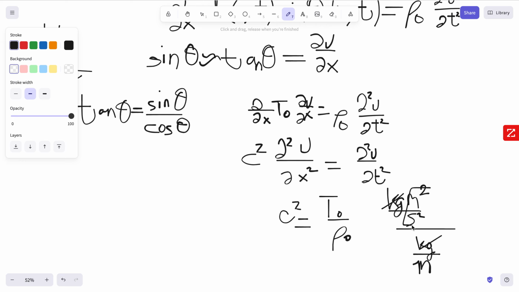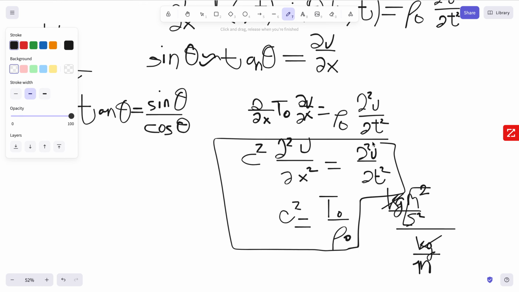And so, in fact, this c value is a fundamental parameter to this wave. It's like a fundamental speed to this wave, which we'll understand more the physical interpretation of once we solve this equation. But for now, this is the derivation of the partial differential equation for the wave equation.